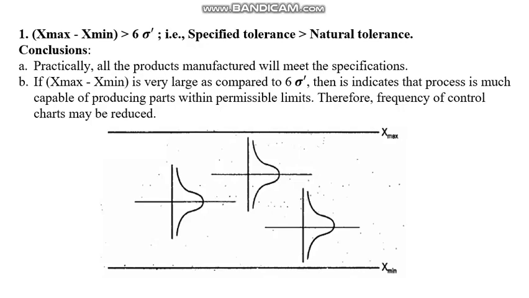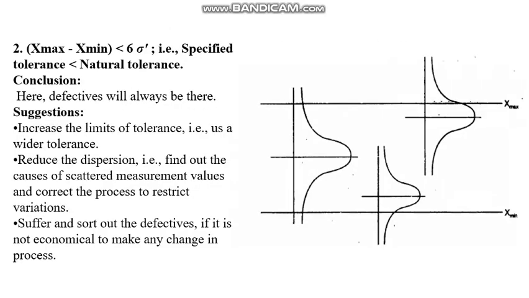If x maximum minus x minimum is very large compared to 6 sigma prime, then it indicates that the process is much capable of producing parts within the permissible limits. Therefore, the frequency of control charts may be reduced. If everything is falling here, you need not make so many calculations and measurements. You can test a smaller number of samples. Okay, this is the first case.